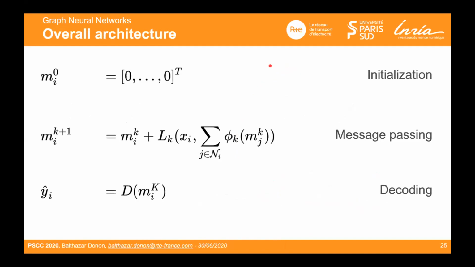So just to sum up the overall architecture, the first step consists in an empty initialization. So you associate to every latent message a 0 vector. Then you perform some message passing updates by keeping the previous message, but correcting it depending on the local injections and the information of the direct neighbors. You do this message passing step big K times, and at the end, you decode it by applying another neural network, big D. And the idea is that D, L_k, and phi_k will be trained jointly. So you will learn your full architecture at the same time.